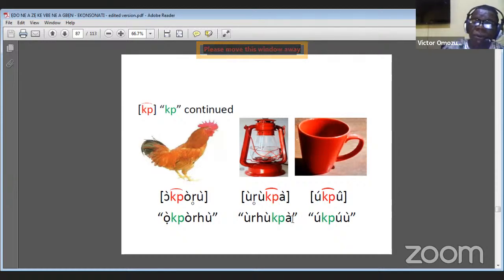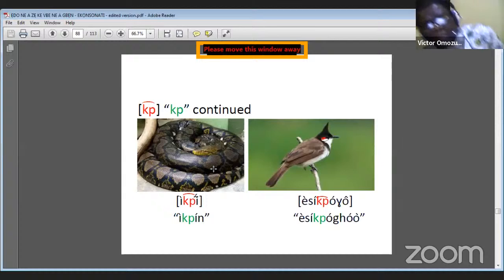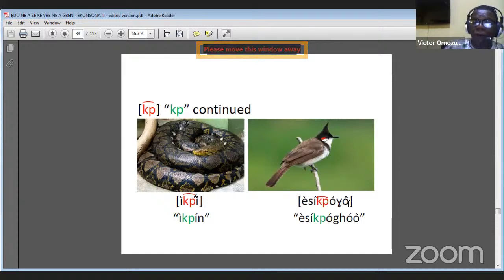Urukpa. Ukpu. We have seen ukpu previously. Ikpi. That's the picture of ikpi there. Then esikpowo. So here we have a word of four syllables: 1, 2, 3, 4. Esikpowo, no me ugwakpata. Ugwakpata esikpowo.